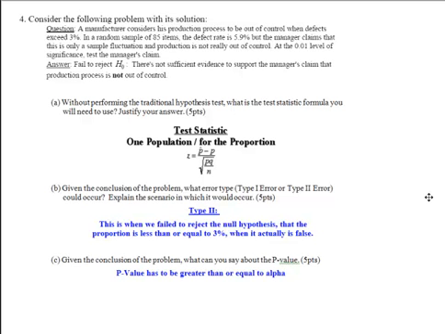Problem number 4 is actually giving us a problem and a solution. It's asking us to analyze the solution.